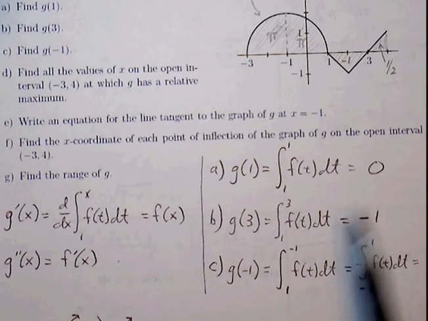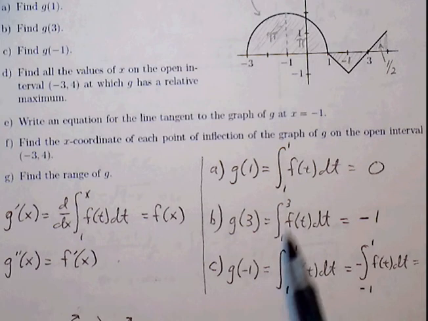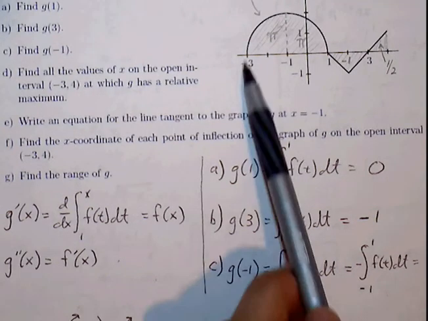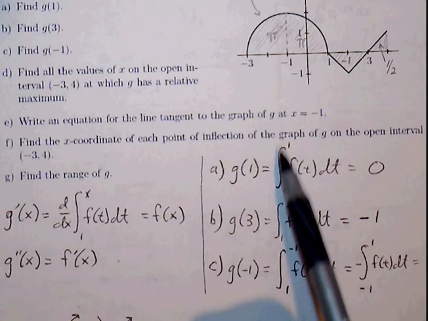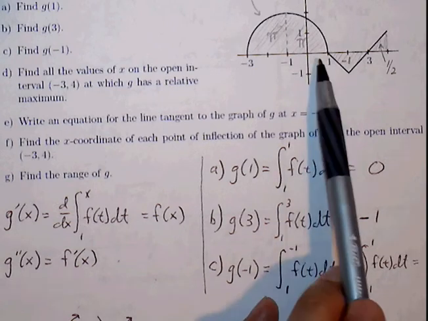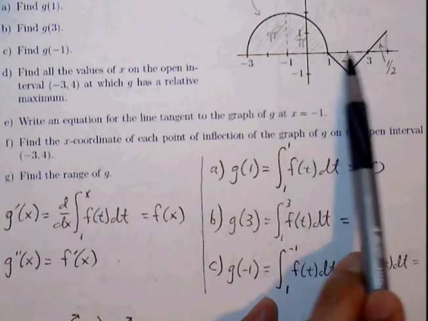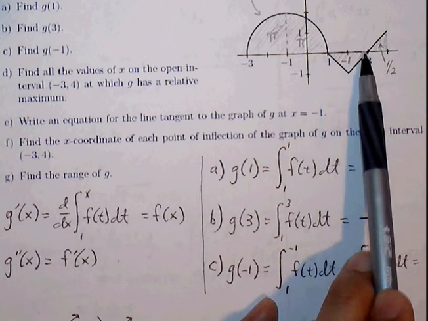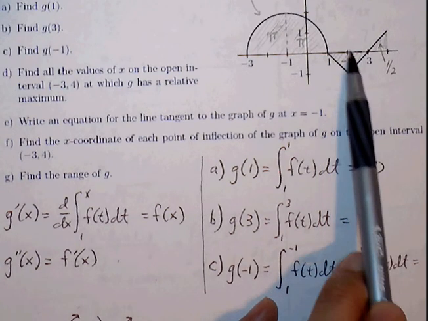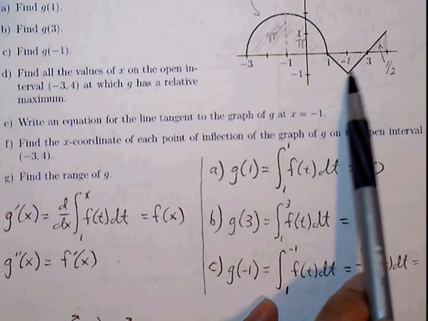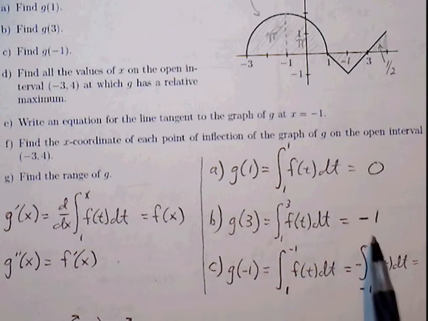To find g of 3, it's simply the definite integral from 1 to 3 of f of t. Now this is my f of t graph. From 1 to 3, I can simply look at the area that's covered here. This triangle, one half base times height, will give me 1, but this is below the x-axis, so therefore it's -1.